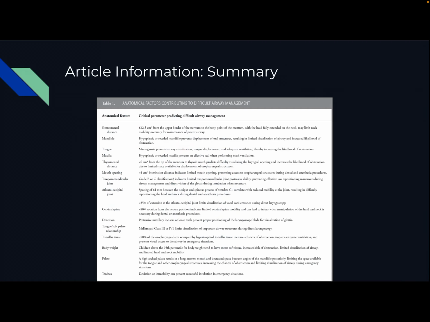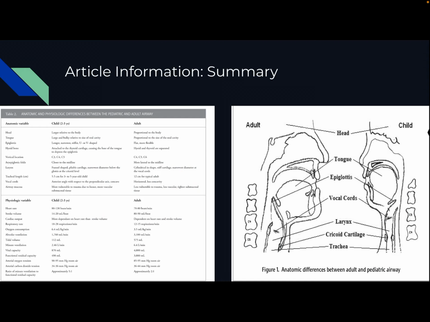In Table 2, it shows anatomic and physiological differences between the pediatric and adult airway. For instance, the tongue is larger and bulky relative to the size of the oral cavity for children, as opposed to adult, where it is proportional to the size of the oral cavity. The epiglottis in children is longer, narrower, and stiffer, U or V-shaped, as opposed to adult, which is flat and more flexible.